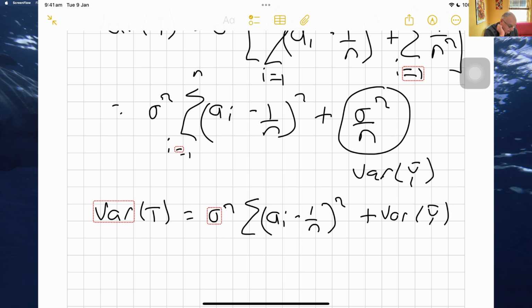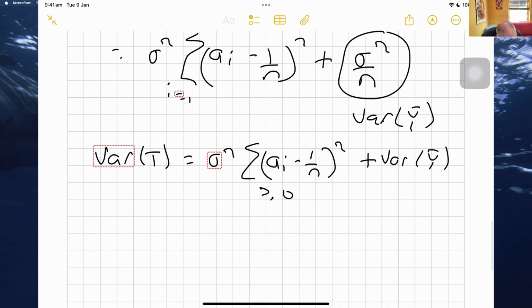Well, what's this? This is some number minus a number squared, so that's going to be positive. I'm going to add over a load of positives. So I don't know what it is, but it's greater than or equal to 0. So basically the variance of t is equal to this plus some non-negative number. So this basically says that the variance of t is greater than or equal to the variance of y bar.